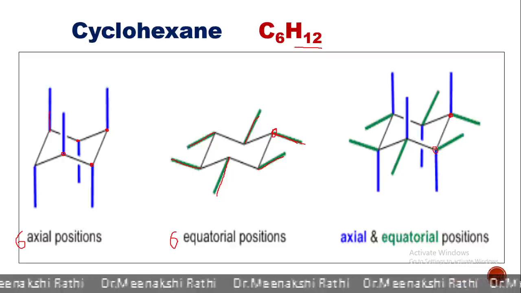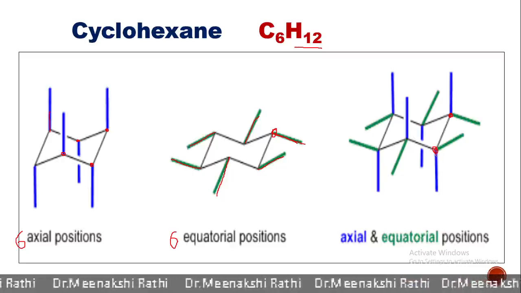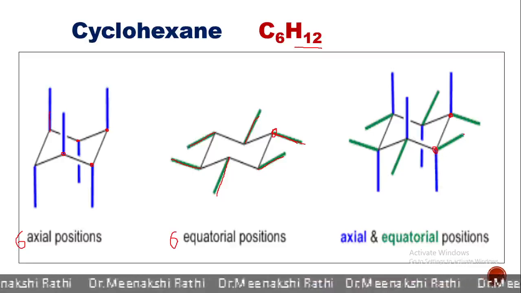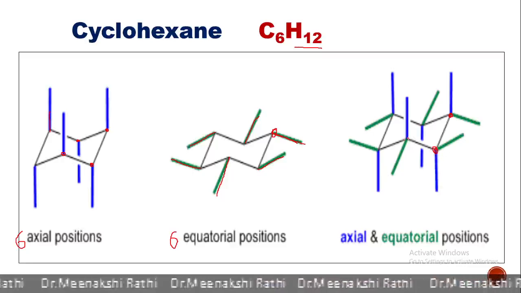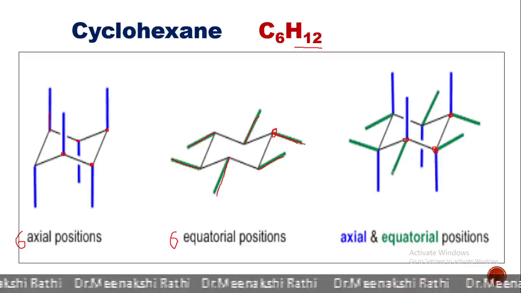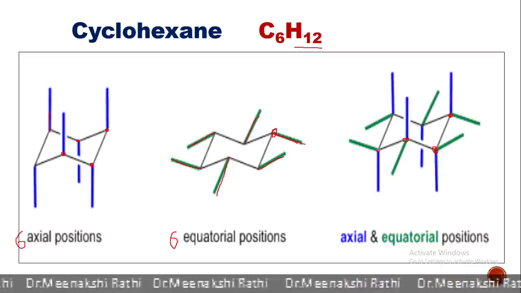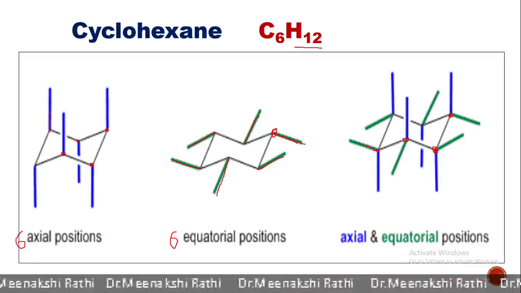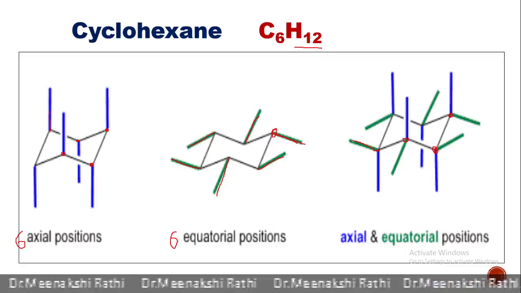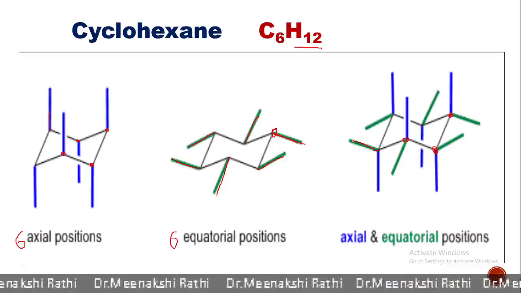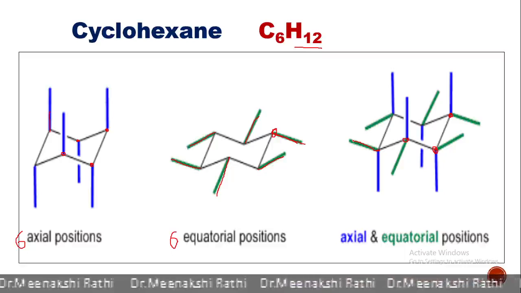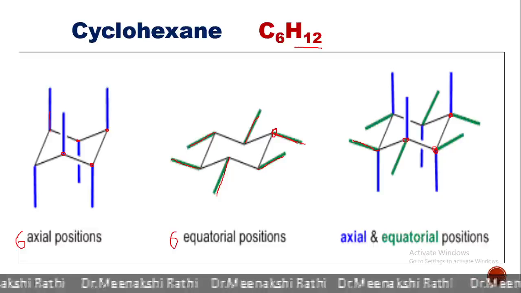See, at second carbon atom, the axial hydrogen is below the plane, equatorial hydrogen is above the plane. Here, axial hydrogen is above the plane, equatorial is below the plane. Axial is below, so equatorial is above the plane. In this way, axial and equatorial hydrogen atoms are arranged in the chair conformation of cyclohexane.